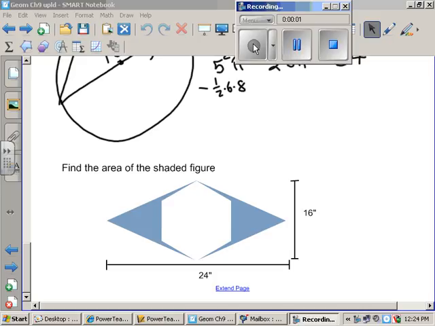This is a shaded area problem, which means you've got to find the area of the big shape and subtract out the area of the hole. This hexagon is the hole. So the big shape, the shaded area, is a rhombus, right?